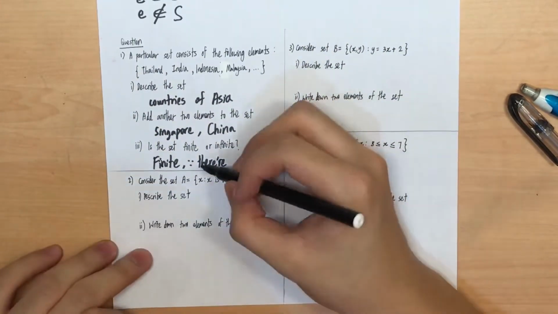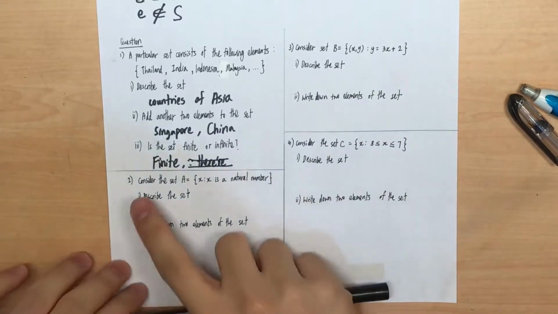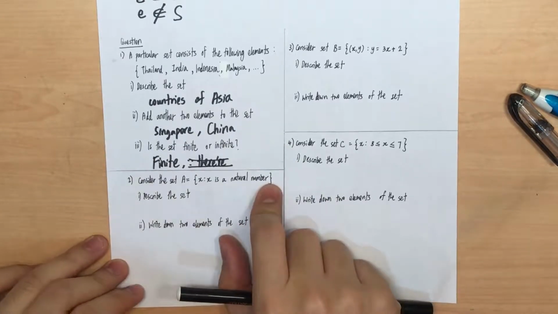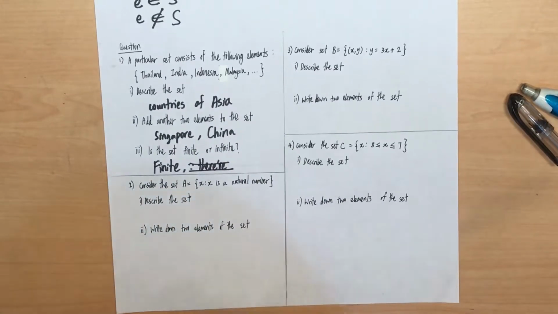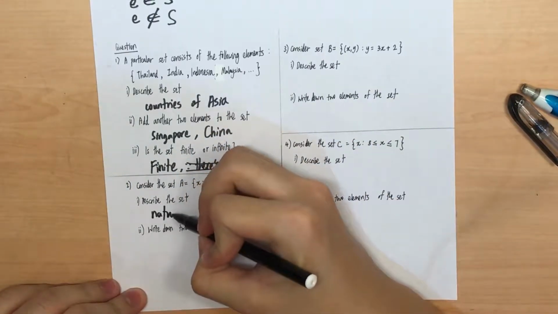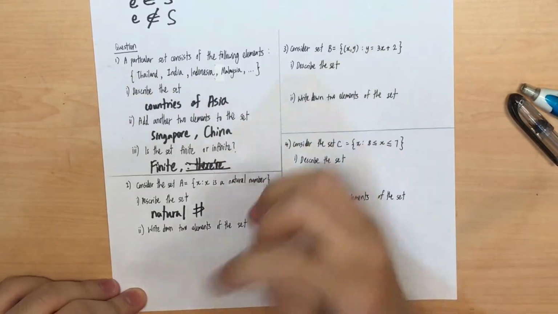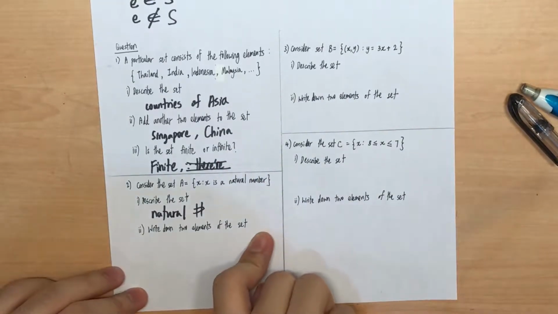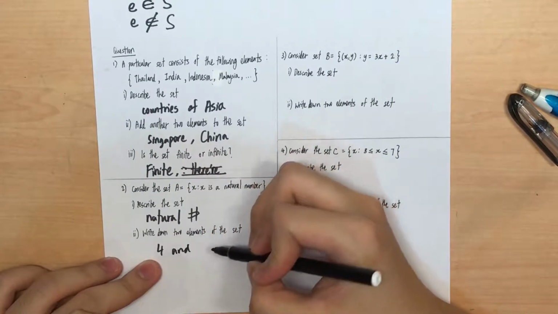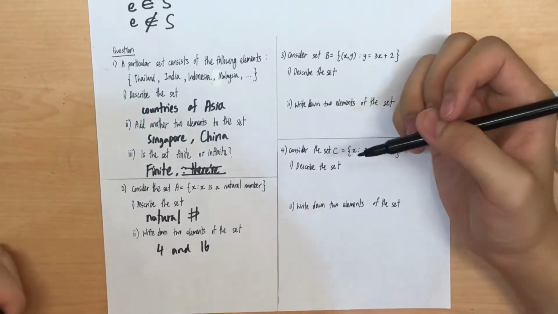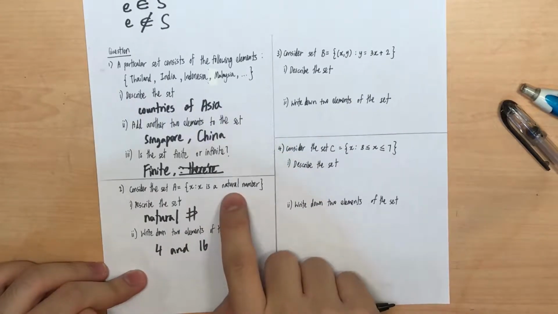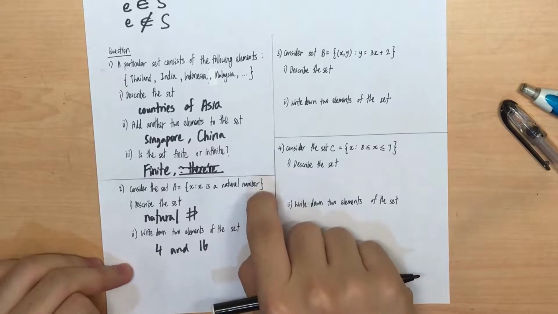Now the next question, question 2. Consider a set A where x is a natural number. Describe the set. You can say the elements of the set are natural numbers. Write down 2 elements of the set. Maybe any natural number, maybe 4 and maybe 16, whatever. As long as the answer you wrote is a natural number, then it's correct.